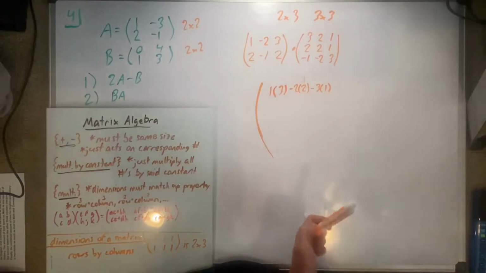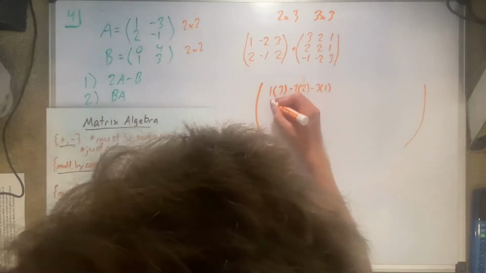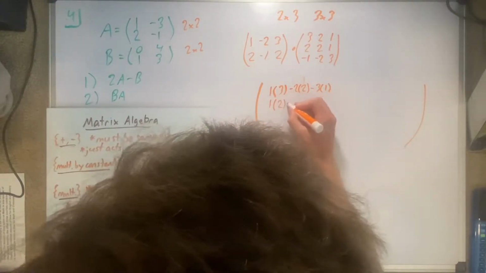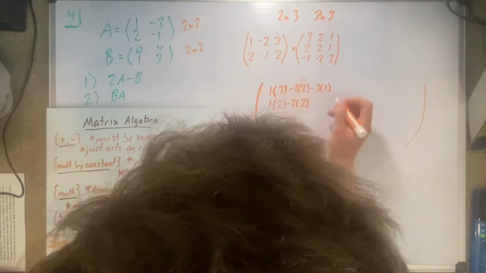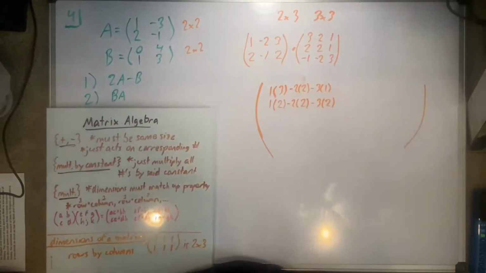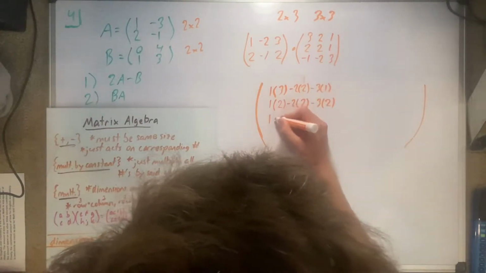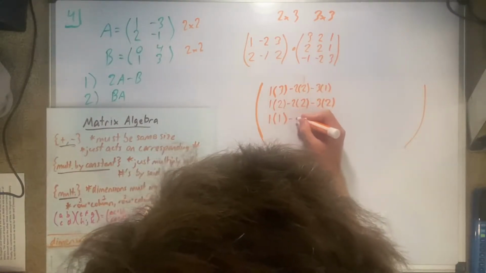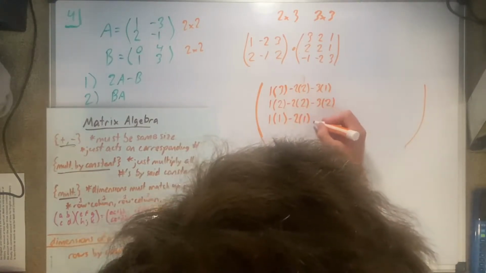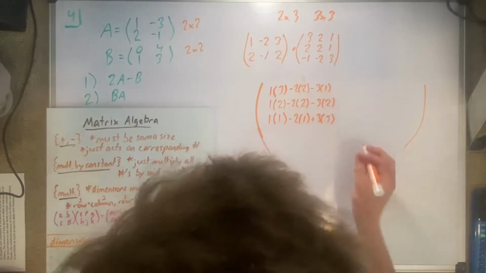Whoa, big stuff, so I'm going to make this even larger. Okay, we will have 1 times 2 minus 2 times 2 minus 3 times 2. If you'll notice, I'm kind of swapping around these negatives to make it easier for me to do the math later on. And now we have this last column here, 1 times 1 minus 2 times 1 plus 3 times 3. Okay?